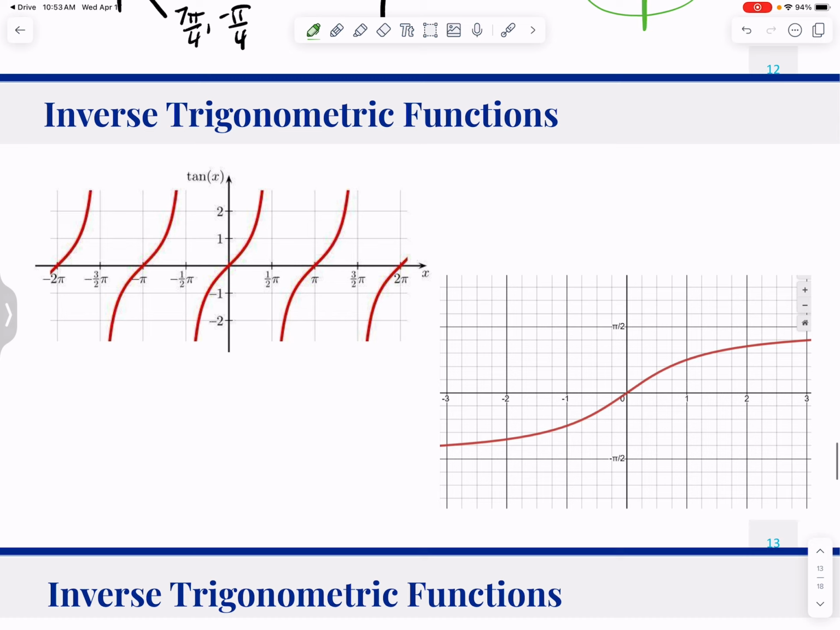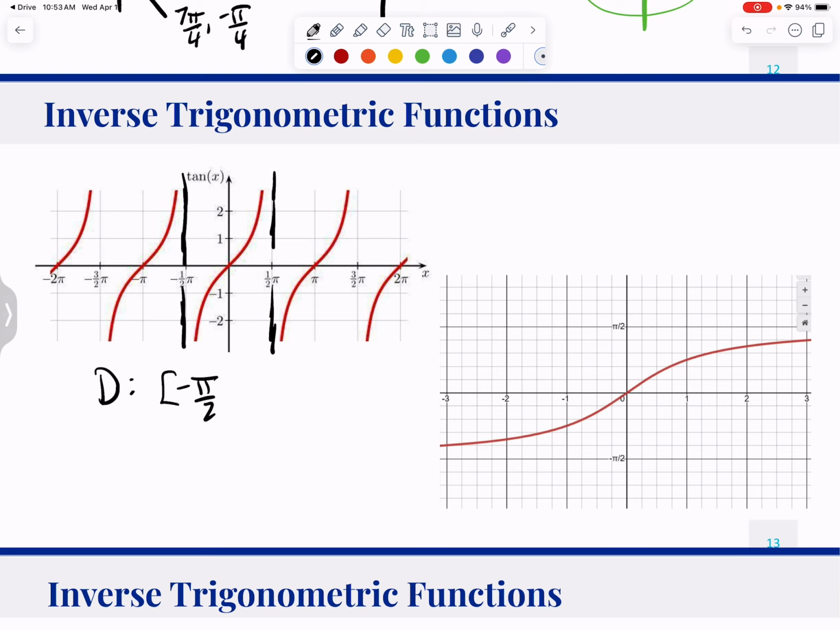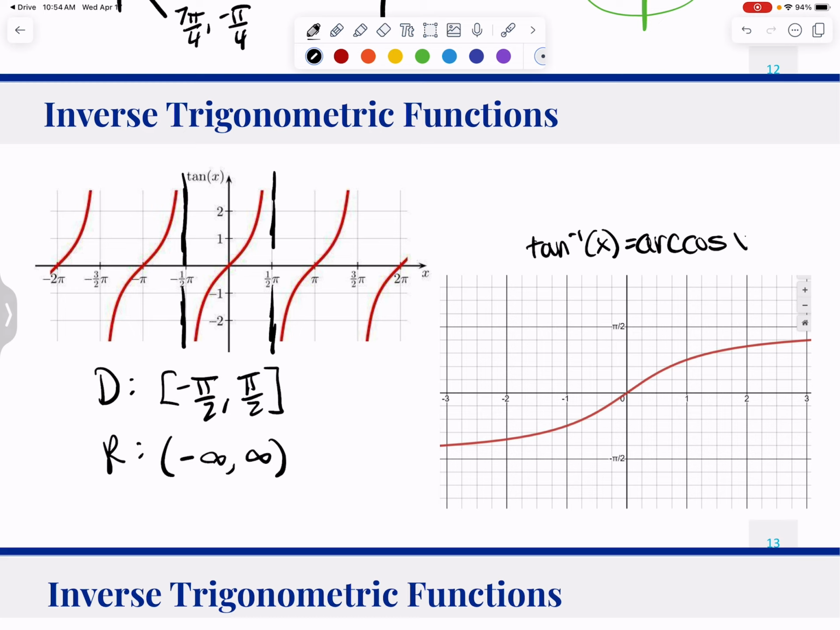Moving on to tangent. Just like sine, we restrict tangent from negative pi over 2 to pi over 2. So the domain that we're going to use for the restricted domain is negative pi over 2 to pi over 2. And the range of the tangent function is infinite. So that means our arctangent function, or the inverse tangent function, has the switched domain and range.